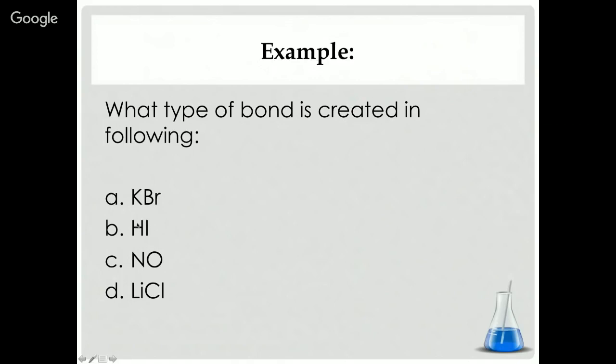Don't forget that hydrogen, even though it's on the left-hand side of the periodic table, is a nonmetal. So nonmetal and nonmetal, B is going to be covalent. For C, we have nitrogen and oxygen, both nonmetals. That's also covalent. And for D here, we have lithium, which is on the left-hand side of the periodic table. That's a metal. And chlorine is a nonmetal. And we know metal and nonmetal will make an ionic bond.